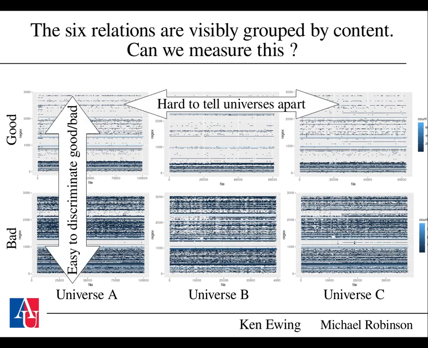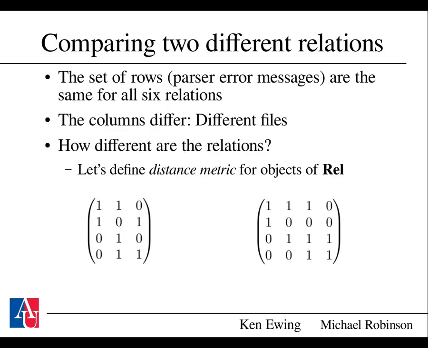Just looking at it, it's pretty easy to discriminate good and bad based on the number of regular expressions that fire, how many messages you get. The bad files tend to be noisier than the good files in this case, but it's harder to tell the different universes apart. The textural differences are more subtle. So that suggests we ought to compare 2 different relations. Now, instead of being topological, we really need to think geometrically.